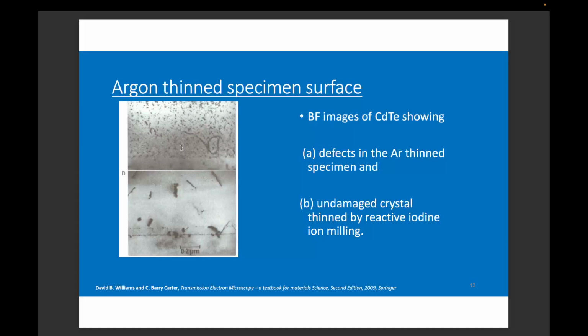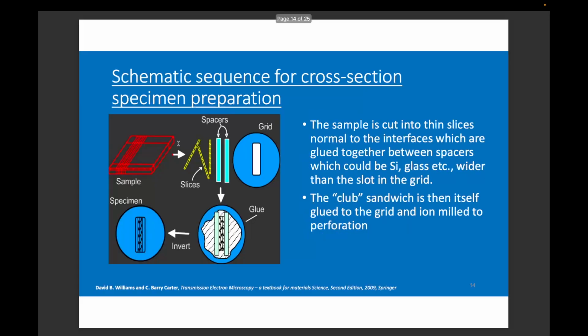And here we have used the iodine ion, here we have used the argon ion. As you can see, the beam damage can also happen. And this is cross section sample preparation. For cross section sample preparation, actually these are useful for thin film specimen.